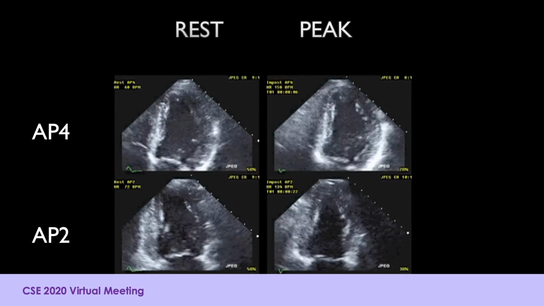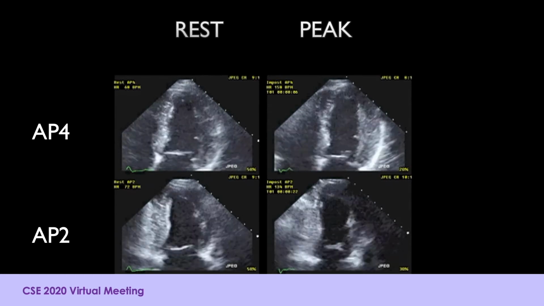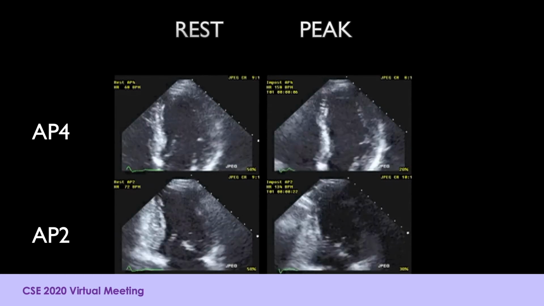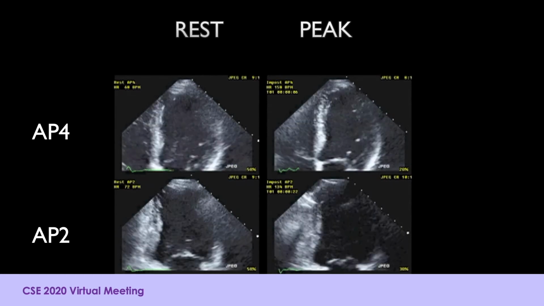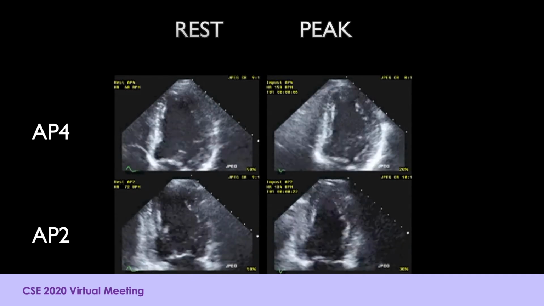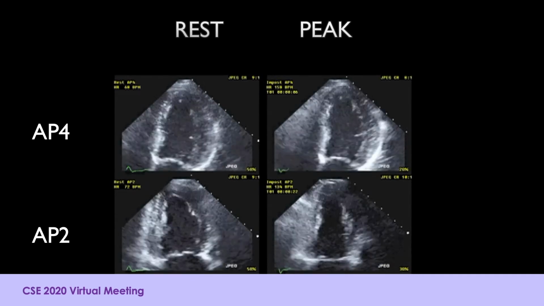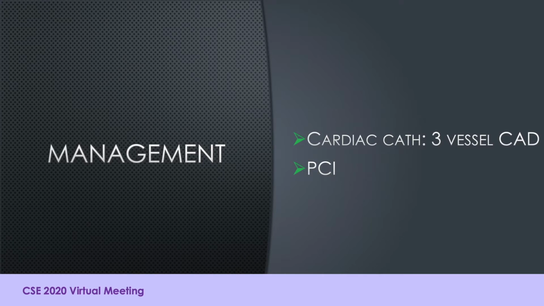One can see again clear abnormality of the left ventricle with a dilated cavity size, dyskinesis of the septum, and clearly several wall motion abnormalities. She had a cardiac cath which showed 3-vessel disease, and she had a multi-vessel PCI.